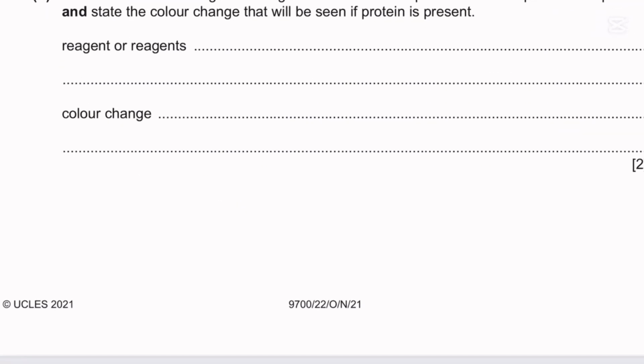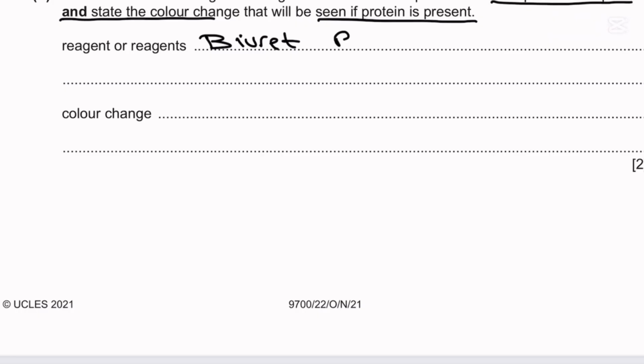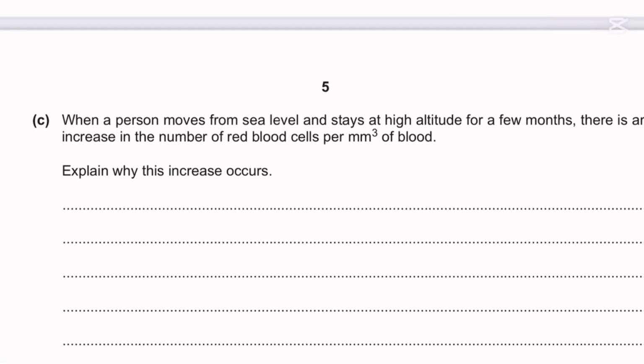B. Name the chemical reagent or reagents used to test for proteins in a sample of blood plasma and state the color change that will be seen if protein is present. The only reagent that we know of is Biuret reagent, so write this down. Make sure to spell it right. Obviously this is not the correct spelling, but I'm asking you to spell it right. The color change is going to be from blue to purple if it's positive, as they have asked of you. Okay? This brings me on to C.